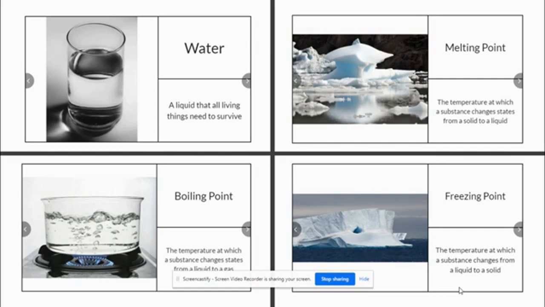Melting point is the temperature at which a substance changes states from a solid to a liquid. Boiling point is the temperature at which a substance changes states from a liquid to a gas. And freezing point is the temperature at which a substance changes from a liquid to a solid.